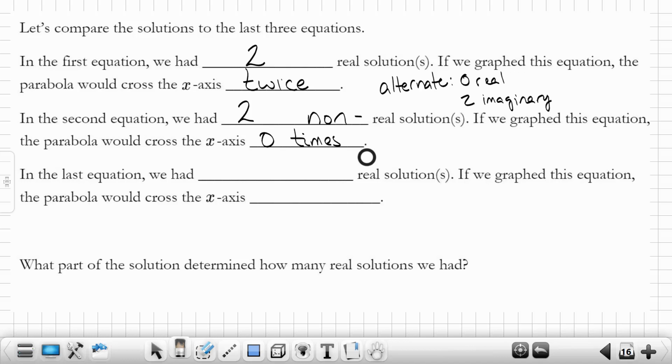Okay. Nathan Watkins asked me, could I have written 0 real solutions? Yes. Could you write 2 imaginary? Yes. I wrote 2 non-real. Those are all meaning the same thing for the most part, in this context. And finally, in the last equation, we had how many real solutions? 1. And how many times did we cross the x-axis? 1.